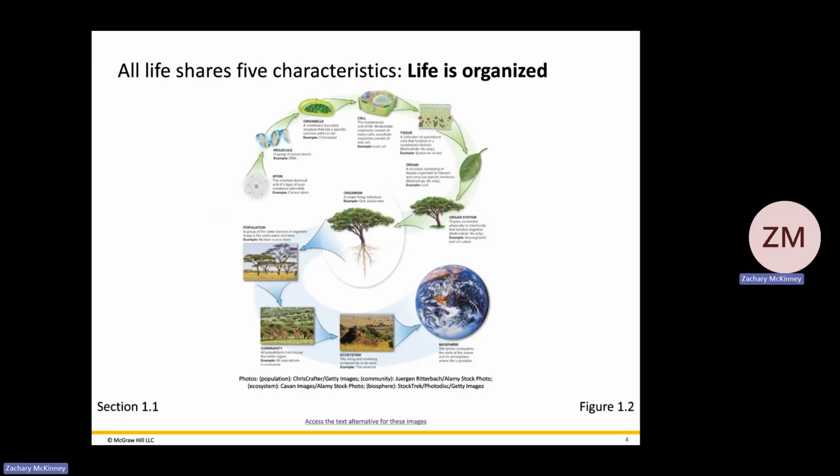This first one is that life is organized. Life has this basic structure that puts it together. You see the smallest down here is the atom. Something that is just an atom, like a carbon atom, an element, an atom of hydrogen, an atom of helium, those things on their own do not have any properties of life. So an atom is not technically a living thing.